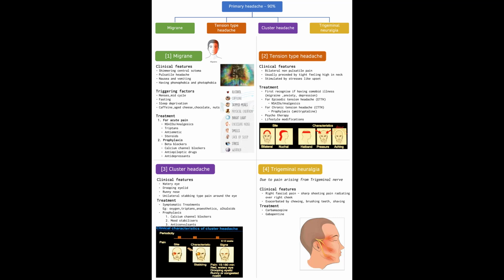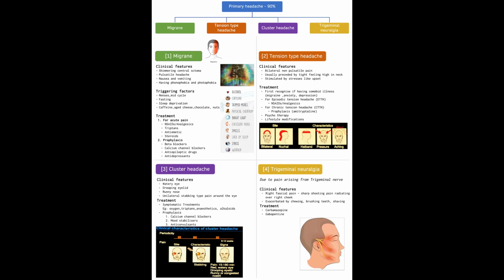The other type of primary headache is cluster headache. The clinical features are that the patient will experience a watery eye, drooping eyelid, runny nose, and unilateral stabbing type pain around the eye. The treatment is mainly symptomatic. We should give oxygen, triptans, anesthetics, alkaloids, and also the prophylaxis contains calcium channel blockers, mood stabilizers, and also anticonvulsants.